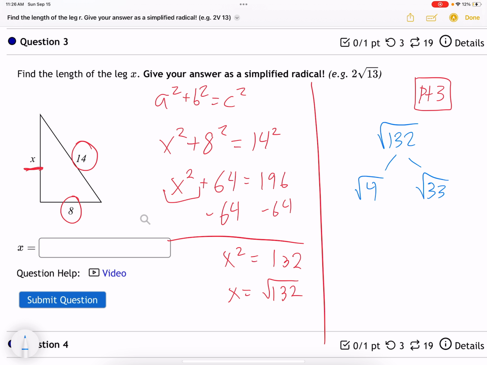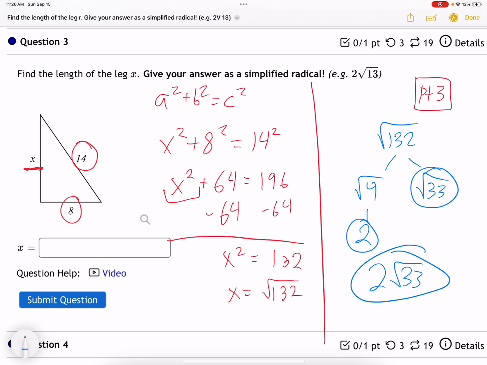33 is just going to split up into 3 and 11, and there's not going to be any duplicates over there, but root 4 is 2. So our final answer will be 2 root 33. That's our answer. 2 times the square root of 33. And that's our x.